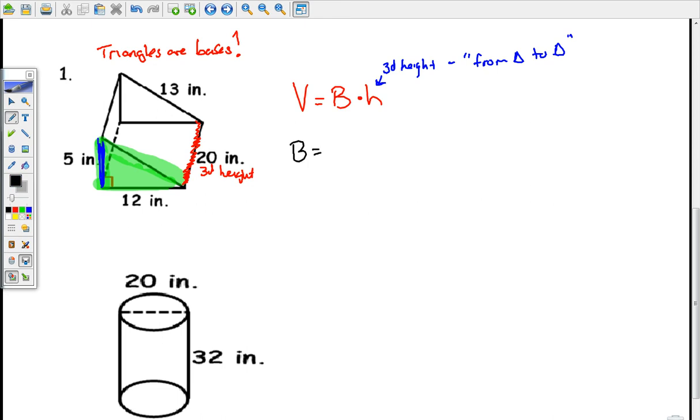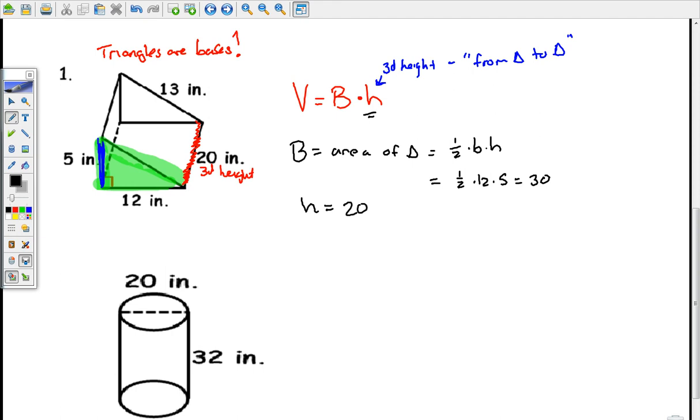To find capital B, the area of the triangle, we'll do 1/2 times base times height, and that's a little b there. So the area of my green triangle is 1/2 times 12 times 5. When we do that, we get 30 as the area of our base. And the h, remember, is our three-dimensional height, from front triangle to back triangle, which in your head you should be thinking is 20.